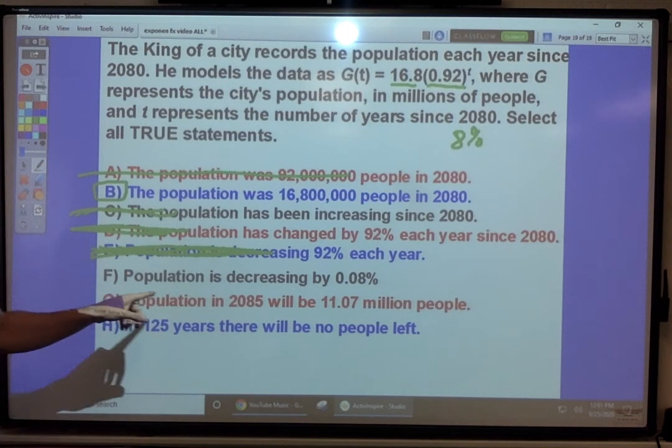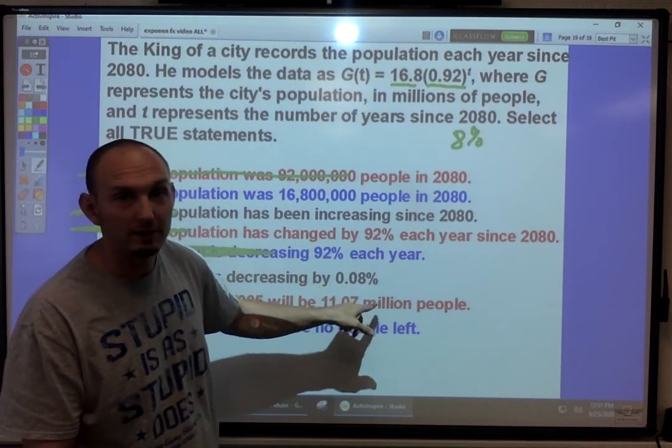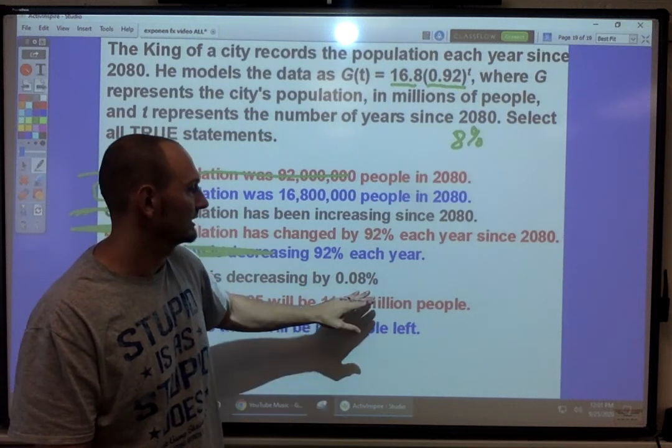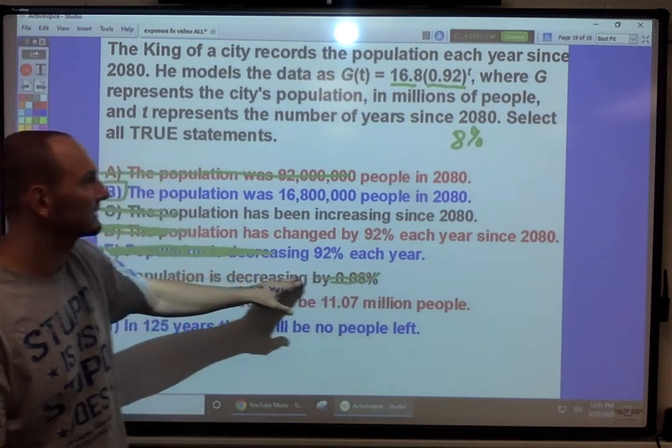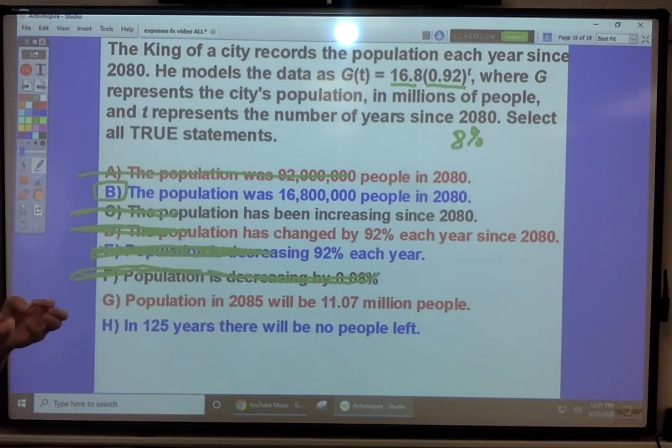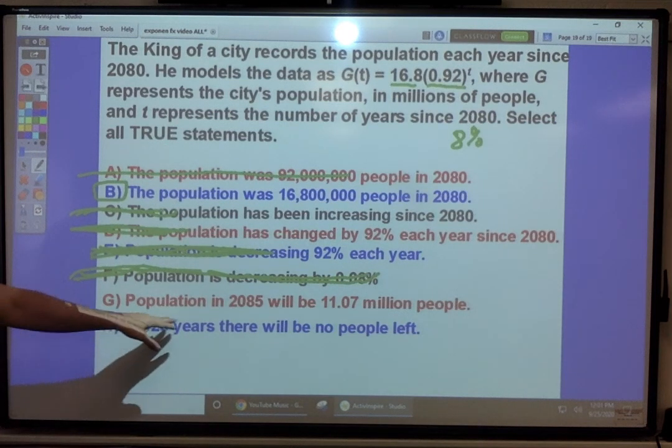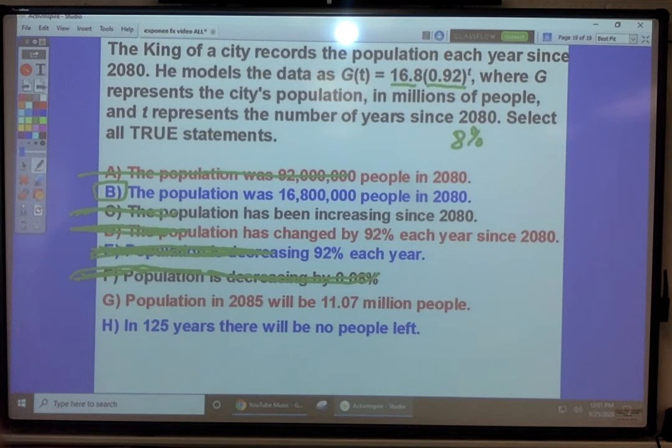The population is decreasing 0.08%. Trying to trick you here. That is not correct. It's the 8%, not that number we subtract from 1. The population in 2085 would be 11.07 million.